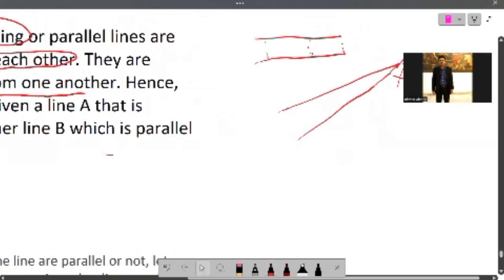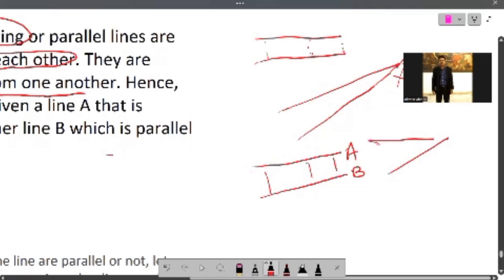If you look at your copy page, or as I'm putting here, this is a line called A and this is a line called B. These two lines are parallel to each other because they never intersect each other, and second, the distance between them is the same. But these two lines are not parallel because they cut at a point and their distance is not the same as in parallel lines.